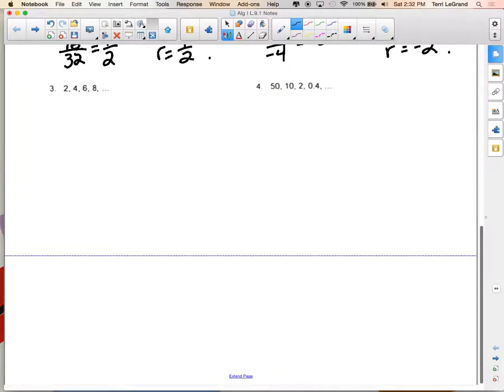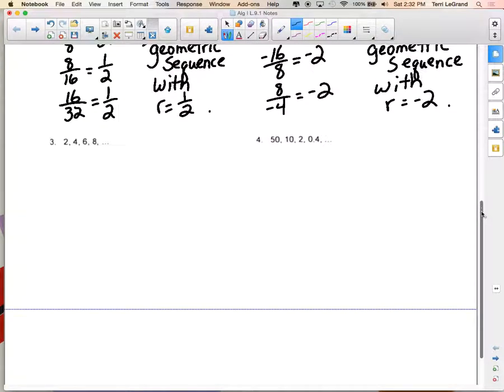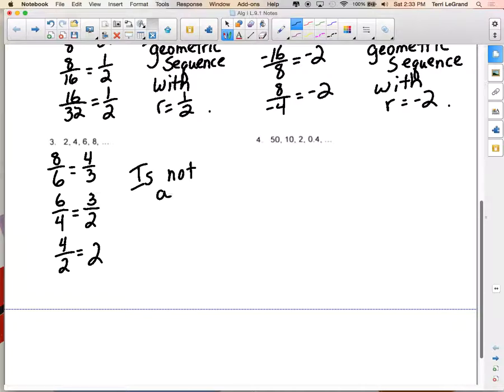Okay, let's look at our next one here. 2, 4, 6, 8. Well, let's start. 8 over 6 simplifies to the fraction 4/3. 6 over 4 doesn't simplify to 4/3. That simplifies to 3/2. And if we just finish up here, 4 divided by the previous term, 2, we get 2. We definitely do not have a constant ratio, so this is not a geometric sequence.